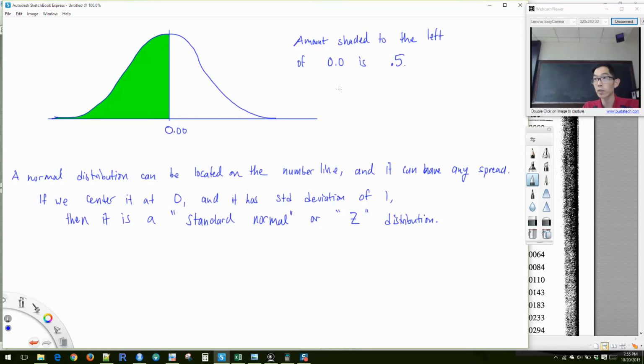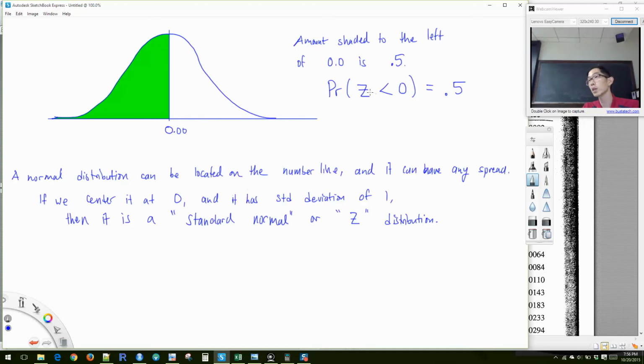Or, huh? Can you show that? Yeah, I'll show that in a moment, but I just want to make sure everybody understands this concept, that the amount shaded to the left of 0 is 0.5, okay? And symbolically, we might write the probability that Z is less than 0 is equal to 0.5. Is this okay? Yeah.